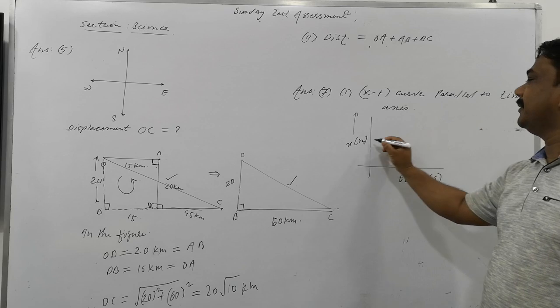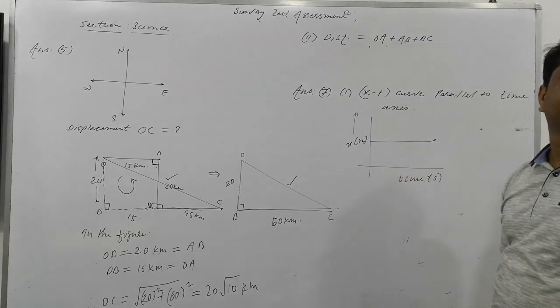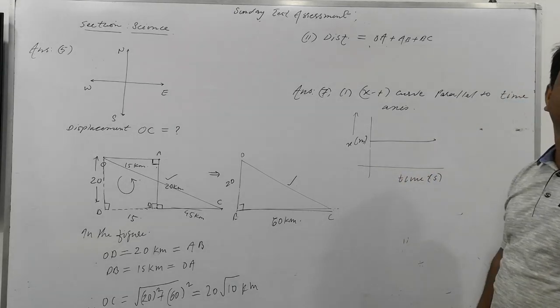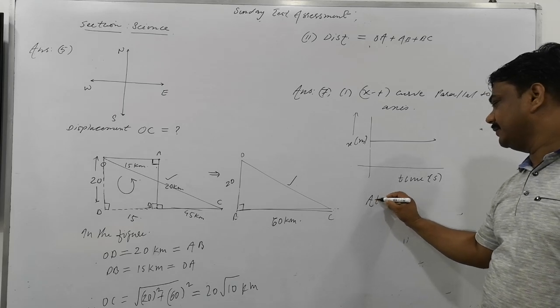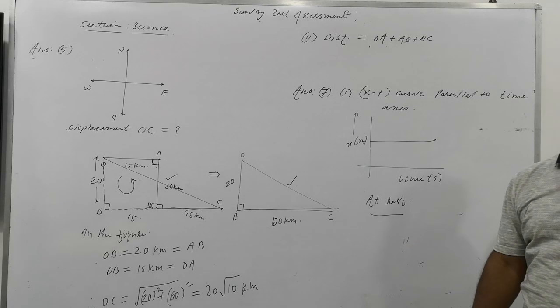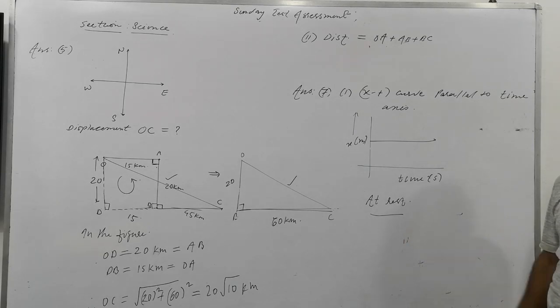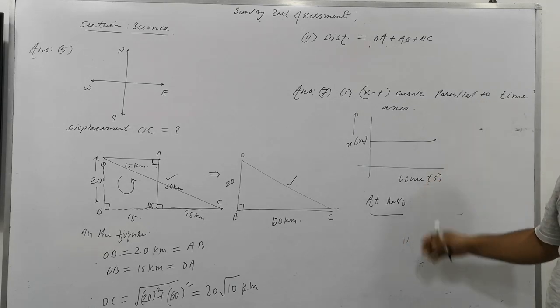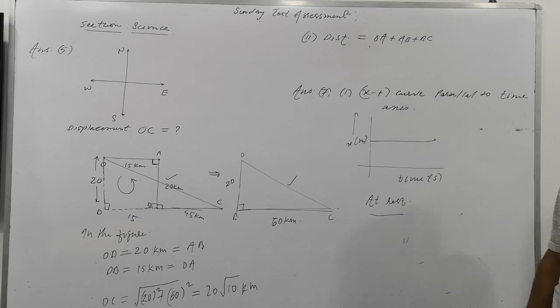The x-t curve is parallel to the time axis, so what will the object be doing? At rest. Your answer is at rest. This is the keyword of the answer. The object will be at rest. This thing can be given here, but it's not necessary. Is that clear? It will be time consuming.